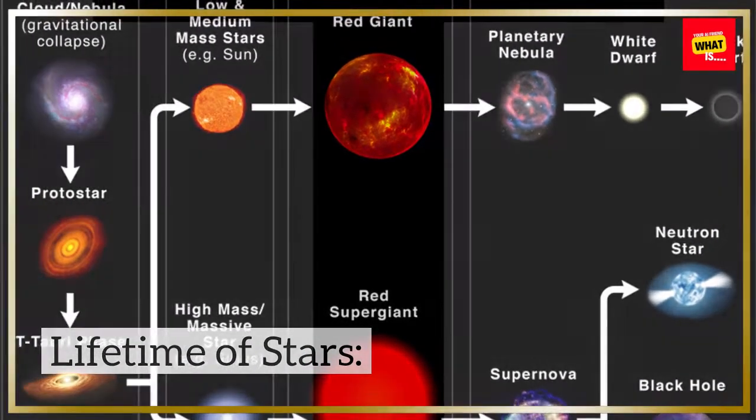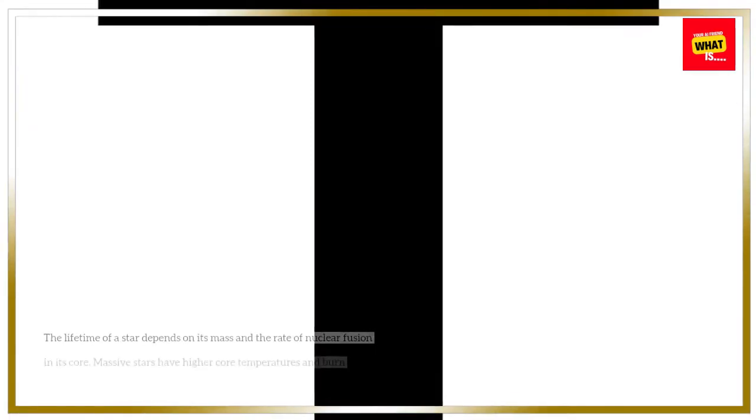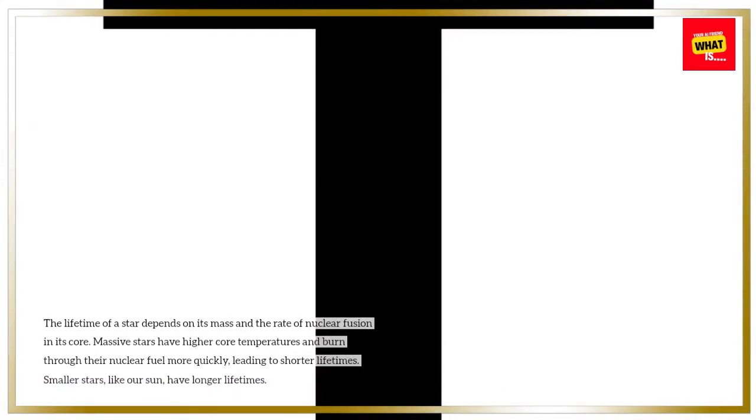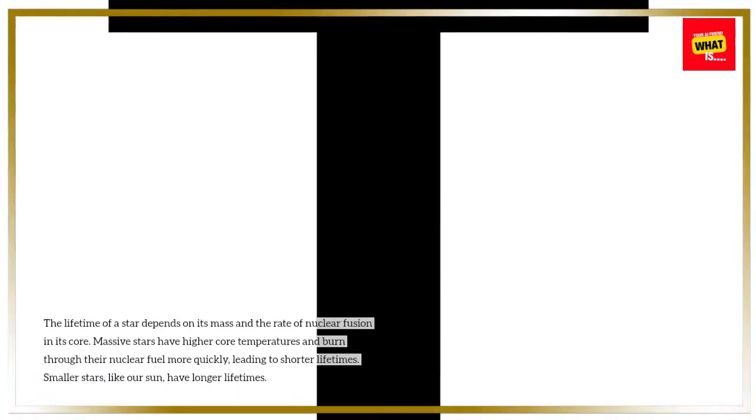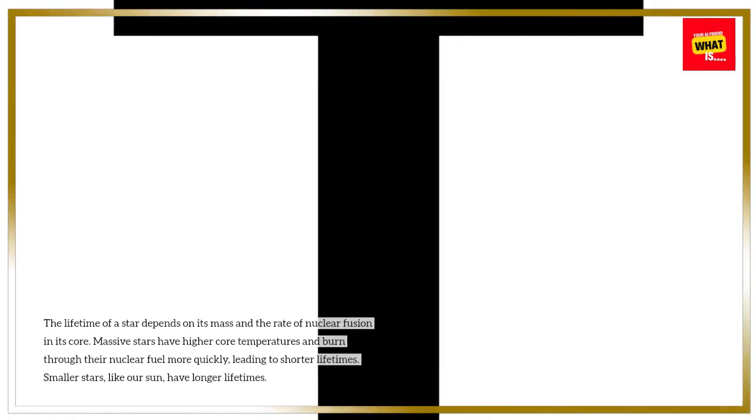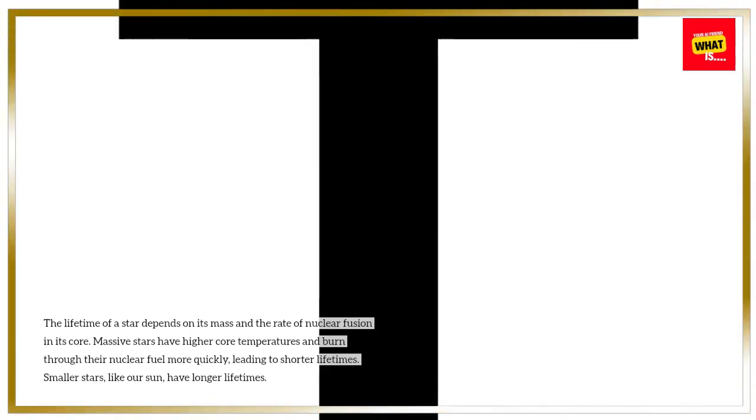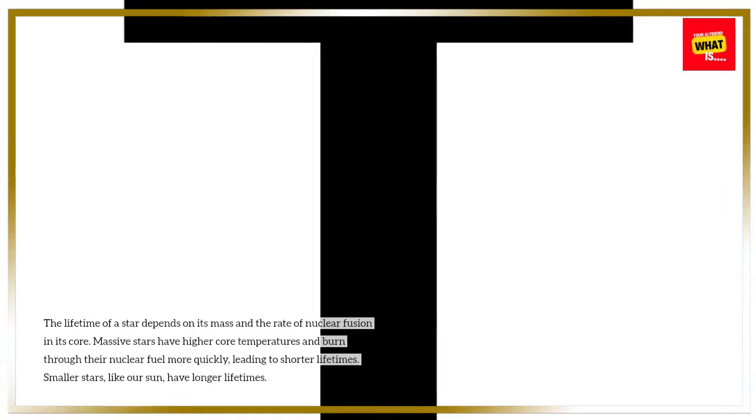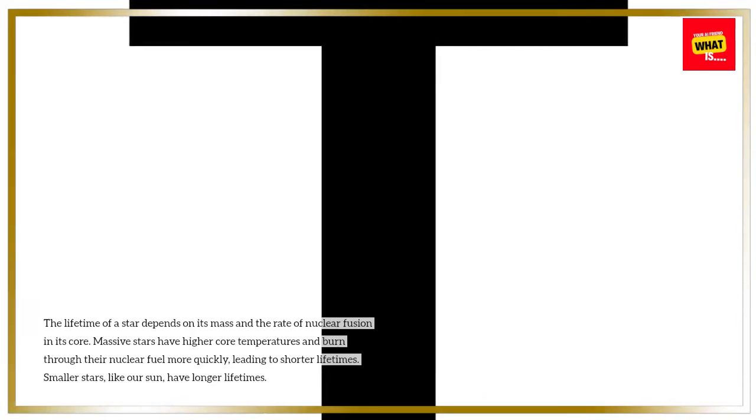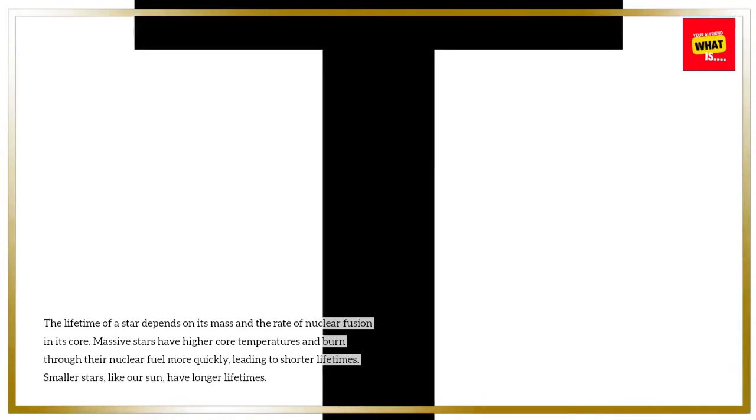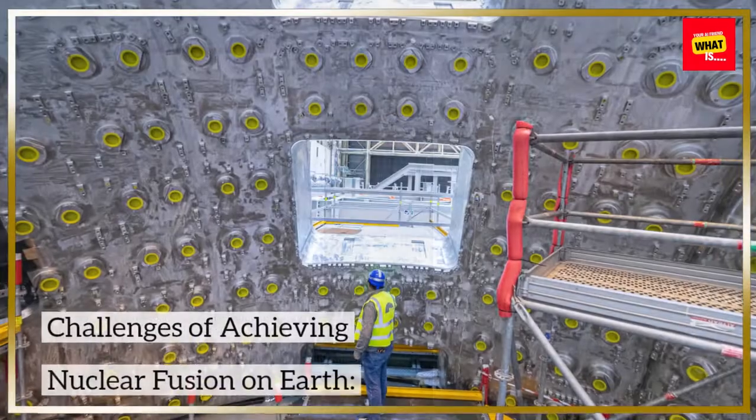Lifetime of stars. The lifetime of a star depends on its mass and the rate of nuclear fusion in its core. Massive stars have higher core temperatures and burn through their nuclear fuel more quickly, leading to shorter lifetimes. Smaller stars, like our Sun, have longer lifetimes.